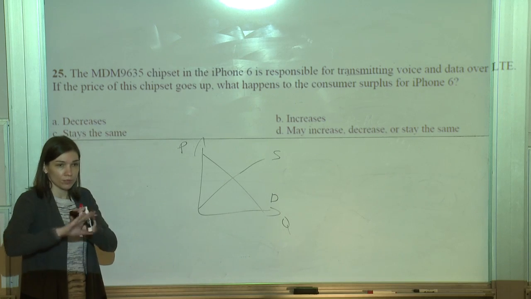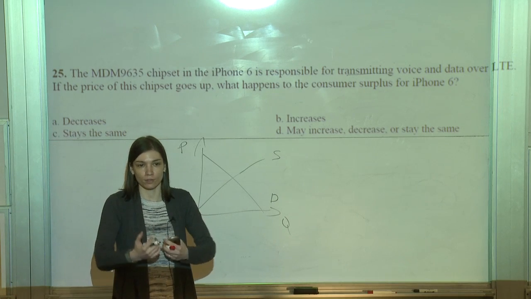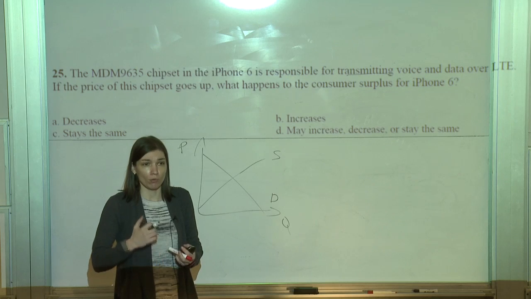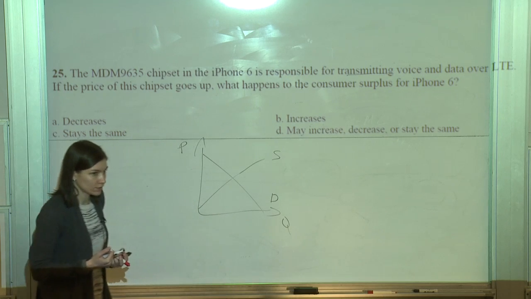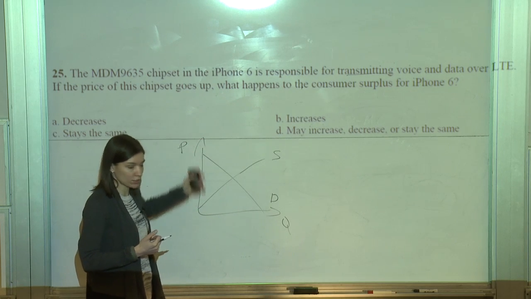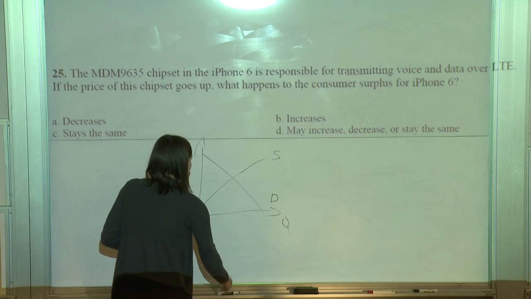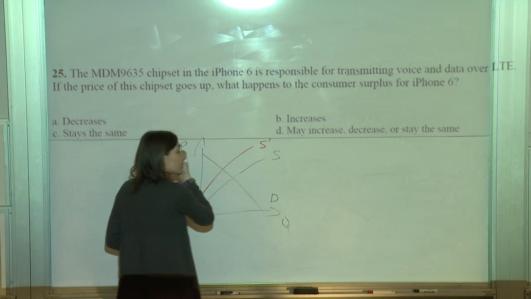What is the consequence for this market? First of all, the first question you need to ask yourself: are we going to see a movement along a curve or a shift in a curve? Shift. And which curve is going to be shifting? Supply. Up or down? Left. Down, right? So supply is decreasing, which is a shift to the left. All right. So that's the new supply curve.